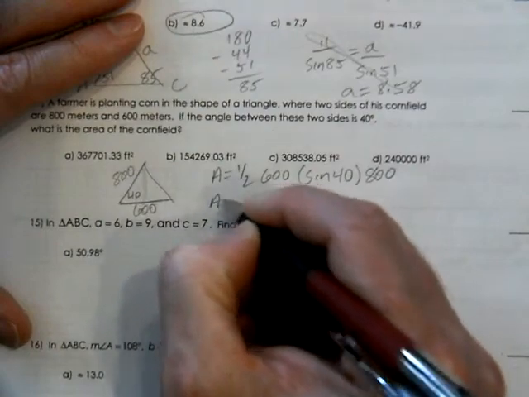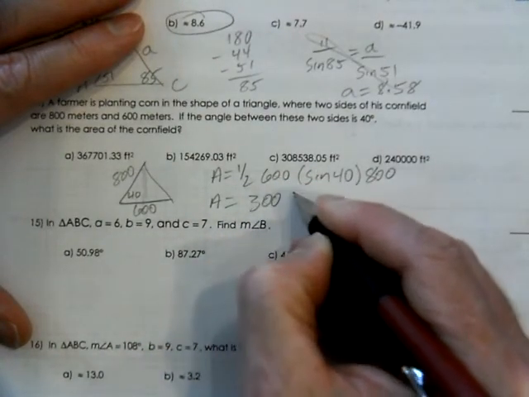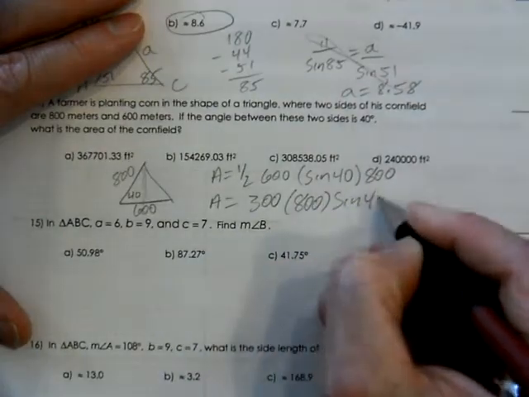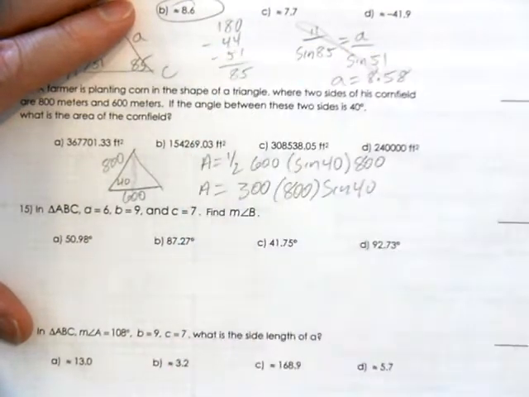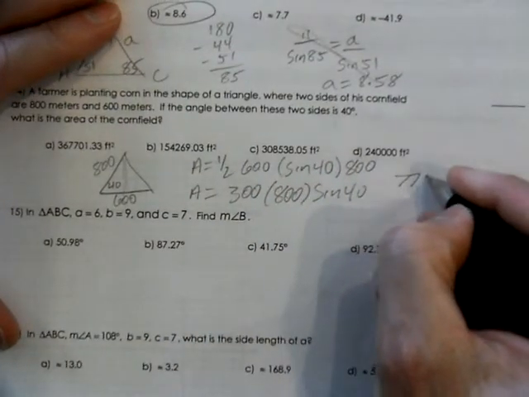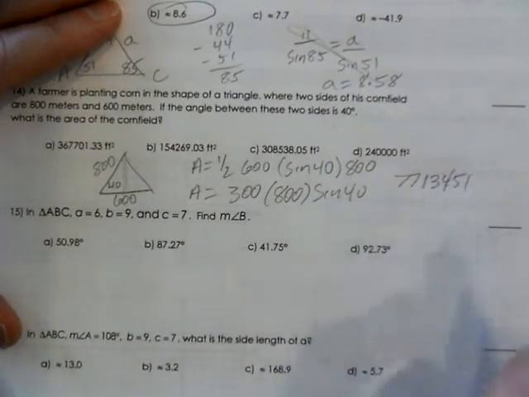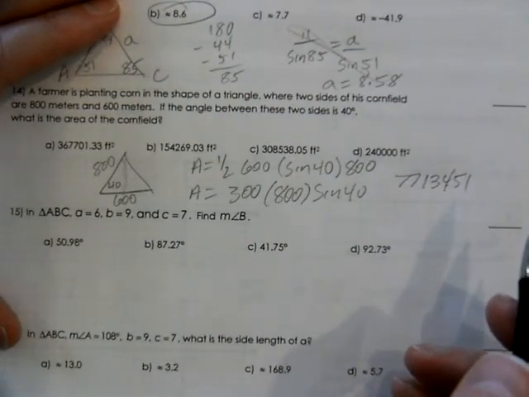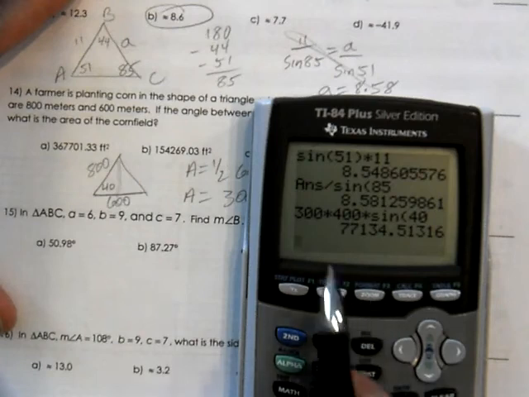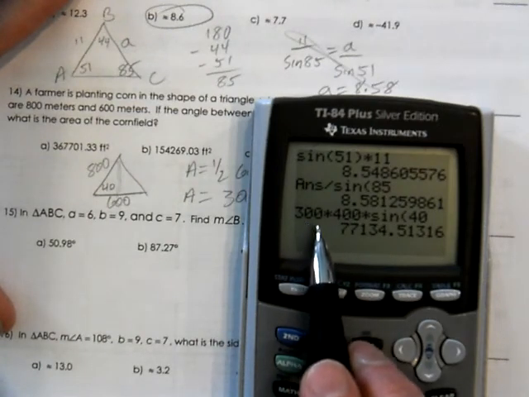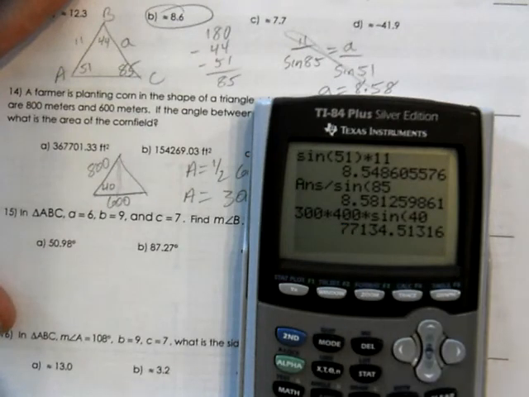So we usually write it 600 times 800 times the sine of 40. This is the same thing. So you can take half of that if you wish. So 300 times 800 times the sine of 40. And we get 77,134.51. That's not what I see here. I just noticed that I took half of the 600, but I apparently took half of the 800 also. I shouldn't do that. I should take half of the 600 and times that by 800 times the sine of 40.